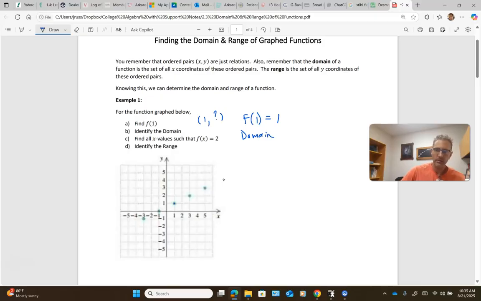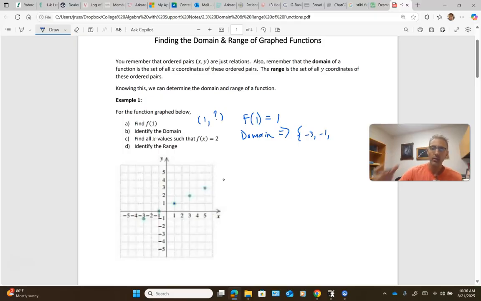is I can do it this way. The domain is this set. Typically, to denote a set, guys, you can use these curly braces. It's literally just the set of those 5 numbers. -3, comma, -1, and we're just listing them here because there's just 5 of them.